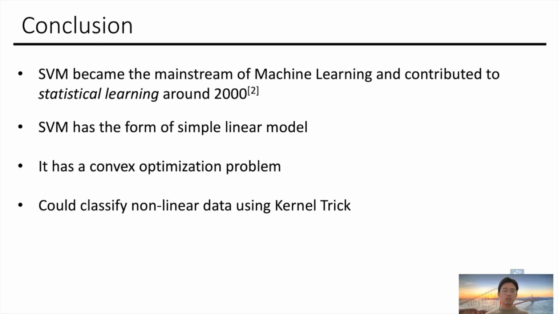So the conclusion of this presentation is, first, SVM became the mainstream of machine learning and contributed to statistical learning around the year 2000. SVM has the form of a simple linear model, and the optimization problem of SVM is convex. And also, it could classify nonlinear data using a kernel trick. However, there is one problem, which is which kernel should we choose for our dataset?